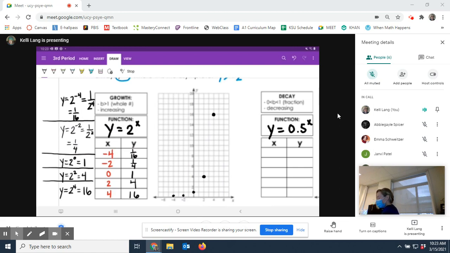So once you have your points plotted on your graph, we are going to connect those points with a line, but it's not going to be a straight line. You see, it's kind of curved. So do your best to draw this as accurately as you can. Yeah, close enough.